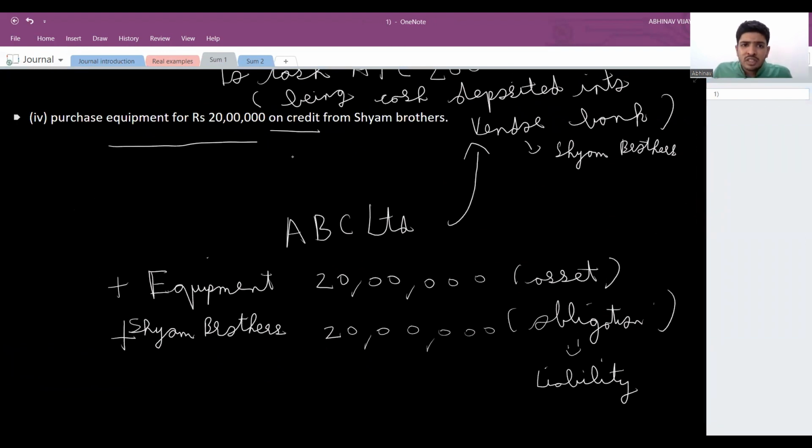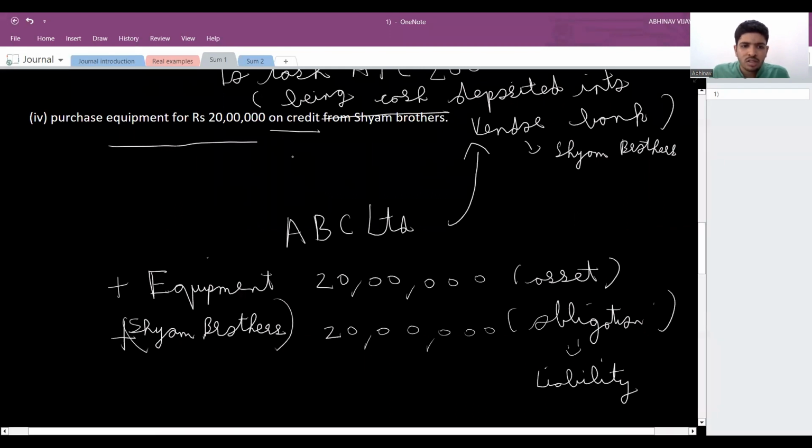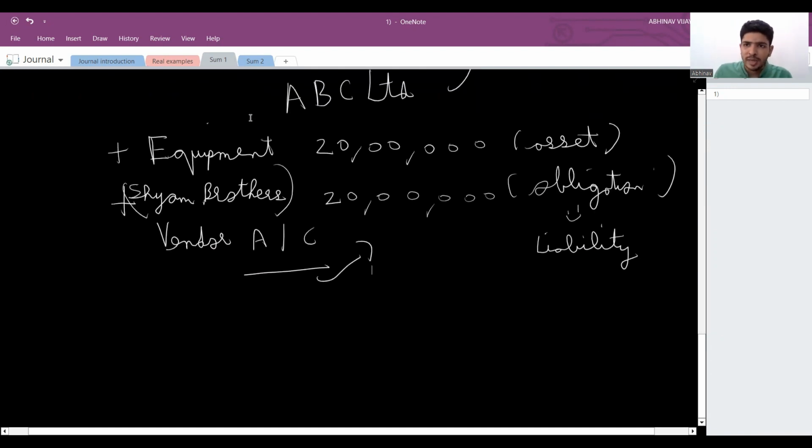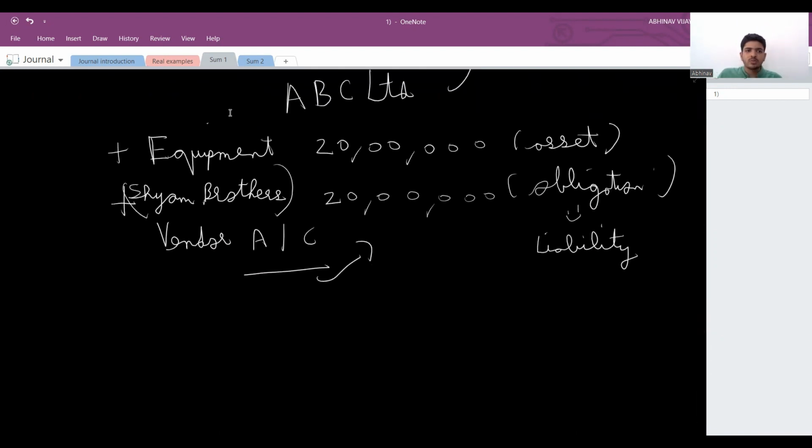Now, if in the same question they say purchase equipment 20 lakhs on credit, and they don't mention the Sham Brothers name, it's just on credit, then what do you write as the liability's name? If that is the case, instead of Sham Brothers, you write vendor account. Why account? By the end of these 5 lectures, it's an important concept. Be patient.